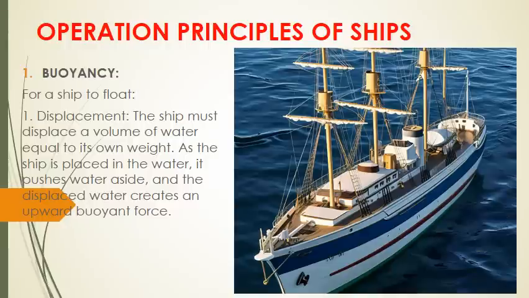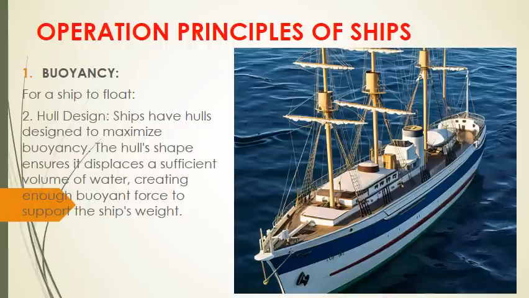Now, for a ship to float, there must be displacement, in the sense that the ship must displace a volume of water which is equal to its own weight. As a ship is placed in the water, it pushes water aside, and the displaced water creates an upward buoyant force. That is, when the ship is in the water, it pushes water aside, and the water that is displaced creates an upward buoyant force. It is this upward force that keeps the ship floating.